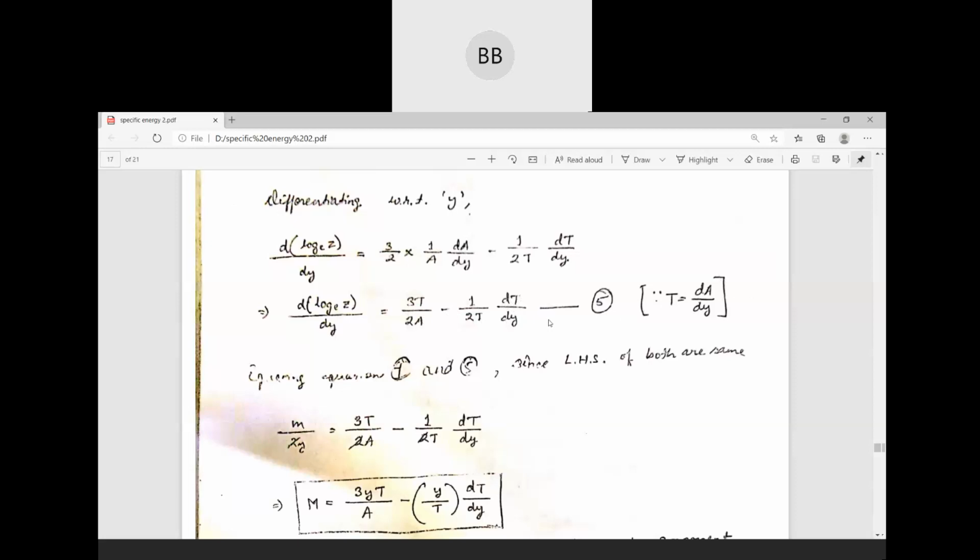Now we are going to equate equation numbers 4 and 5 to replace the term d by dy of log e z. As the left hand sides of both equations are the same, in equation 4 we have d by dy of log e z equal to m by 2y. So in place of this, we directly substitute m by 2y, equal to 3T by 2A minus 1 by 2T dT by dy. Other terms will remain the same.